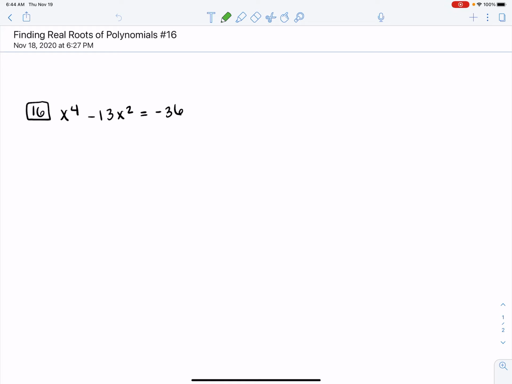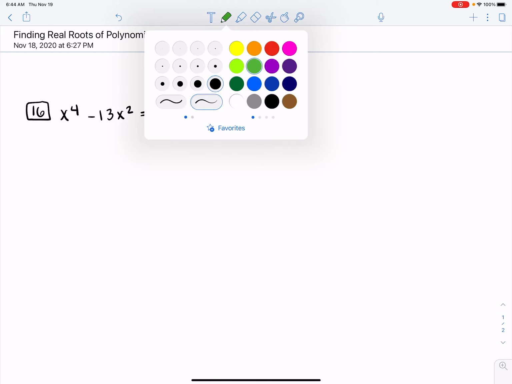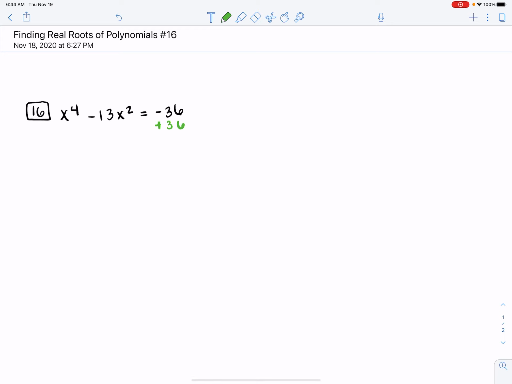So if we're going to factor, the first thing we need to do is move the 36. So add 36. So I have x to the fourth minus 13x squared plus 36 equals 0. Now, the weird part of this is that I have an x to the fourth power, but there's only 3 terms, so I can't factor by grouping. And there's no greatest common divisor. There's no GCD to take out. So it doesn't look like any of the other ones.